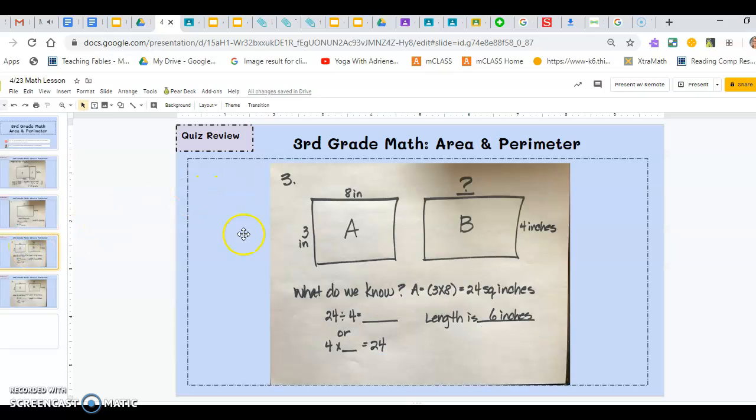Number 3. We had this problem, it said, you have two different shapes. And let me go get it real quick.